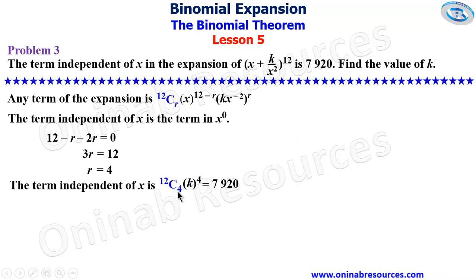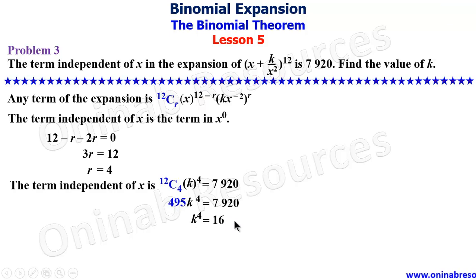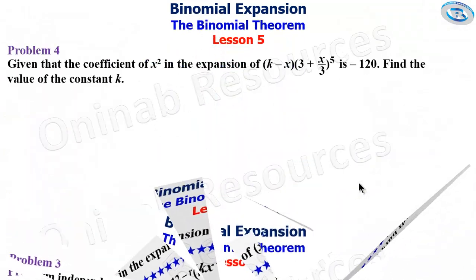So 12 combination 4 is 495, k raised to power 4 is equal to 7,920. Dividing both sides by 495, k raised to power 4 is equal to 16. Since 2 raised to power 4 gives 16, therefore k is equal to 2. And that's all for problem 3. We then go to problem 4.